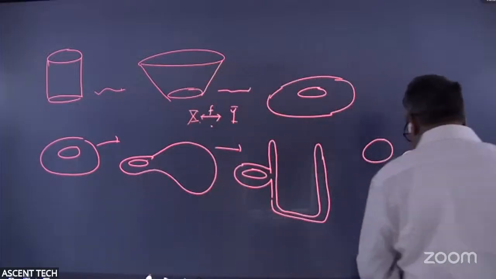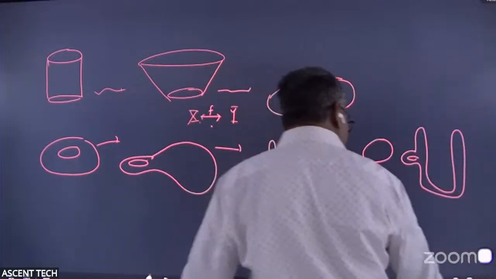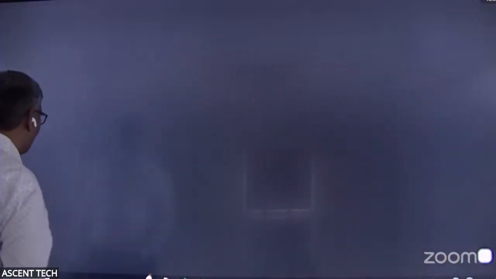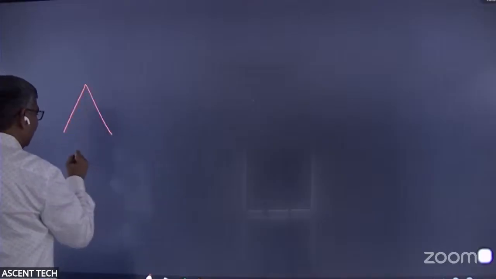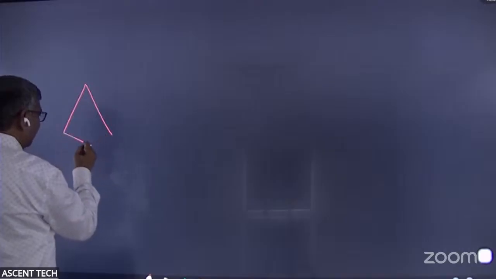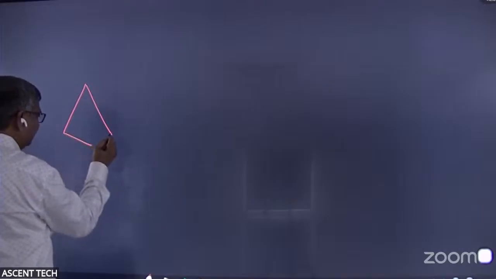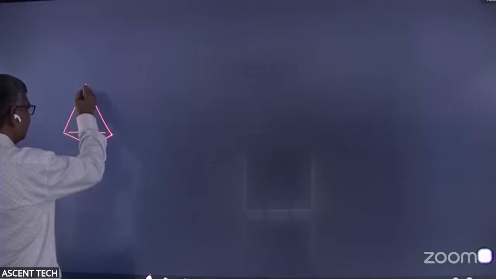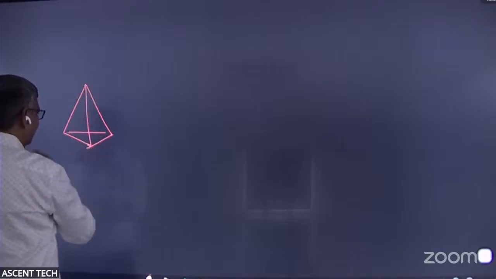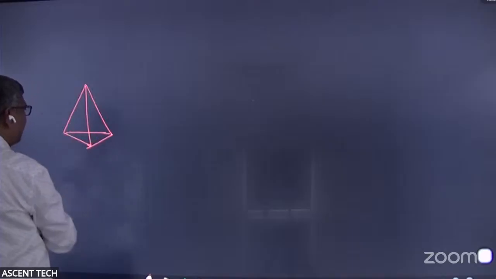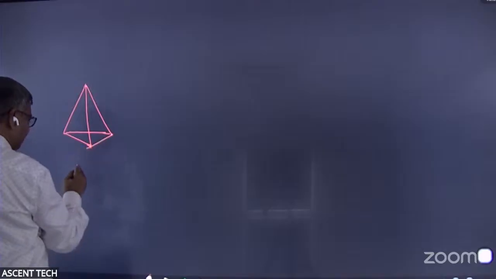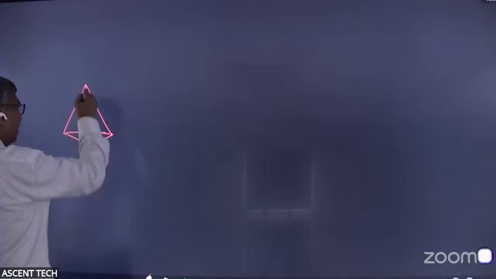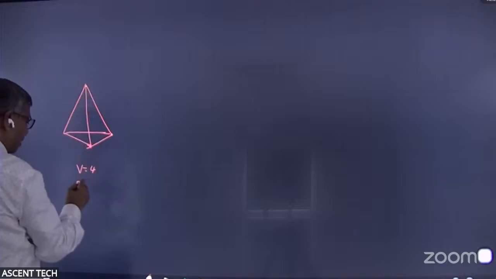Historically, we'll go to the new page. Yeah, there is one more thing. Euler actually found out that if you really look at it, you can see it easily. If you look at a tetrahedron, like that, it has 1, 2, 3, 4 vertices. How many edges are there? 1, 2, 3, 4, 5, 6 edges.